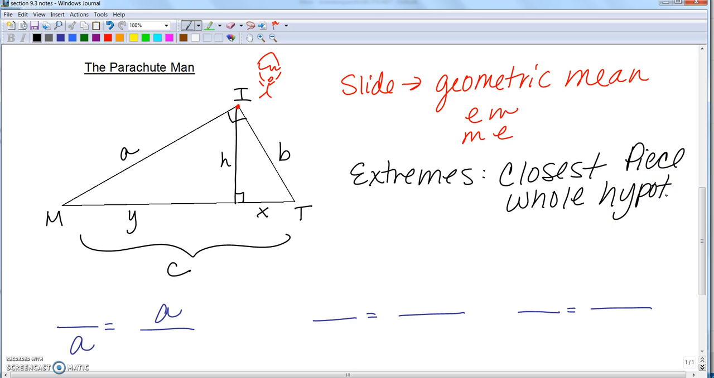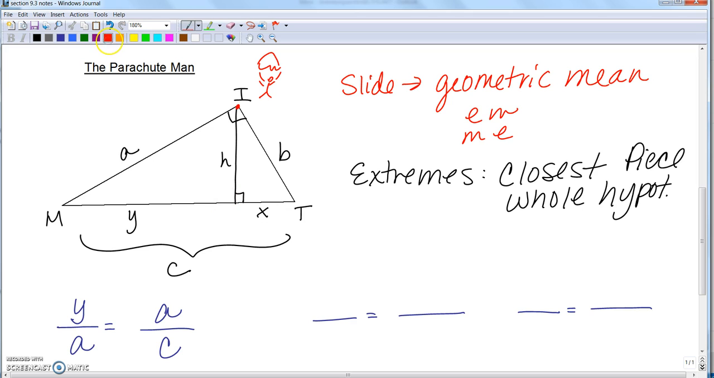Okay, so let's go back to the parachute dude who slid in on the left. The closest piece is Y, the whole hypotenuse is C. So slide, closest piece, whole hypotenuse. Okay, now we're not going to do the middle guy yet.